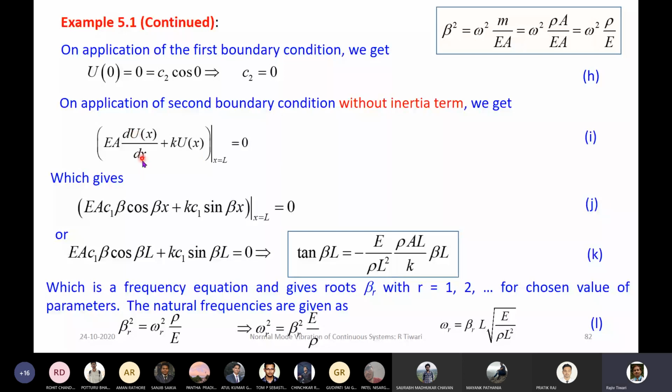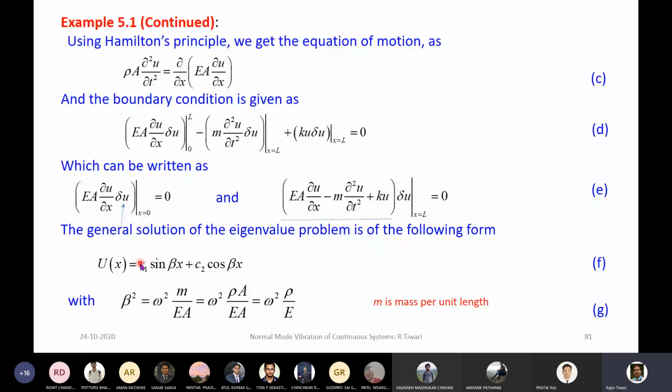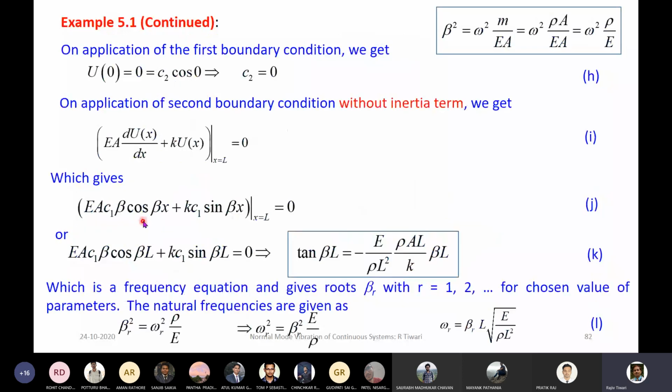Because it involves the derivative of the solution, and we know that C2 is 0, if you take the derivative of that, only one term will be there, corresponding to C1. So we have just substituted the previous expression, this one, with C2 equal to 0, into the boundary condition. So we got this. Now we need to put x equal to L wherever x is there. If we put that, we'll get this expression, which can be simplified like this.